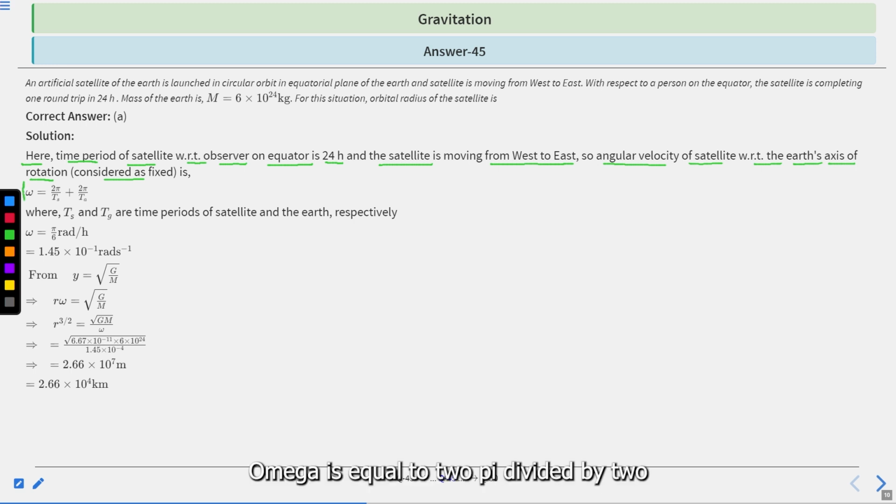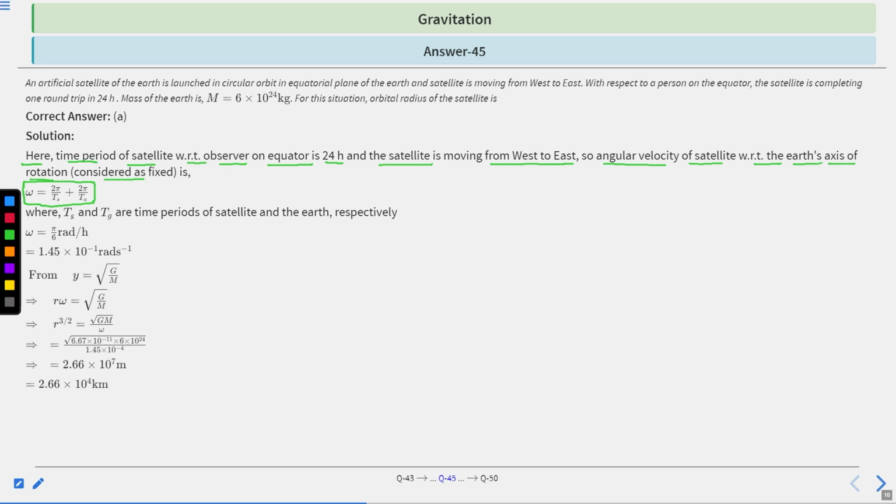This is the angular velocity: omega is equal to 2 pi divided by Ts plus 2 pi divided by Te, where Ts and Te are the time periods of the satellite and the earth respectively. So omega equals pi by 6 radian per hour after solving this term. So omega equals 1.45 into 10 raised to the power minus 4 radian per second.